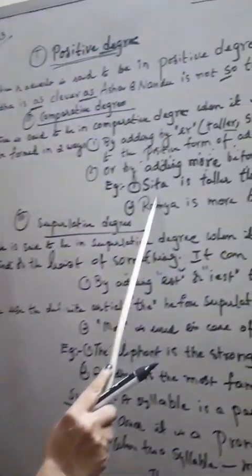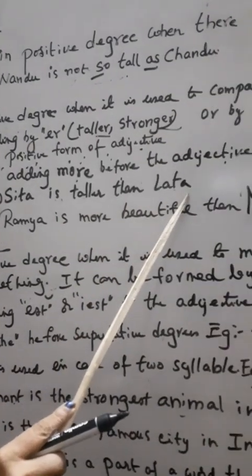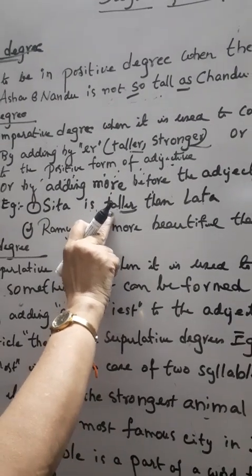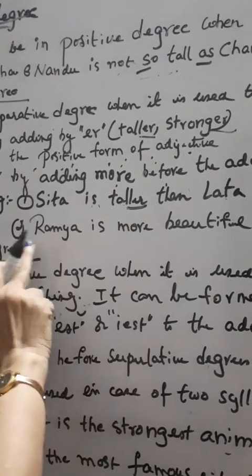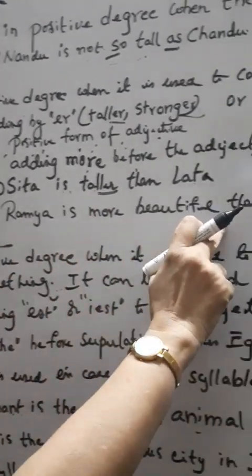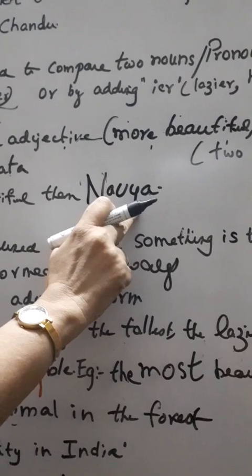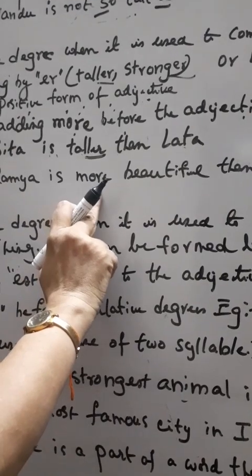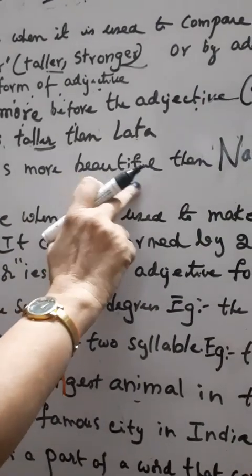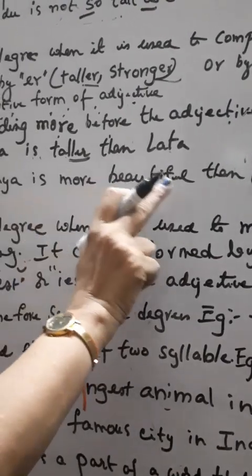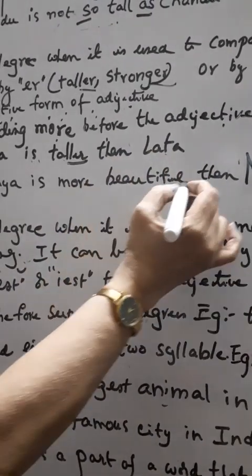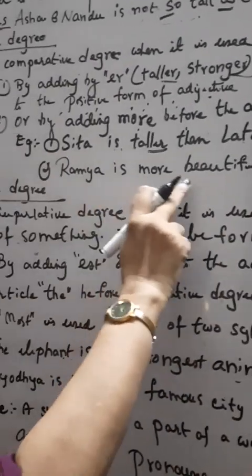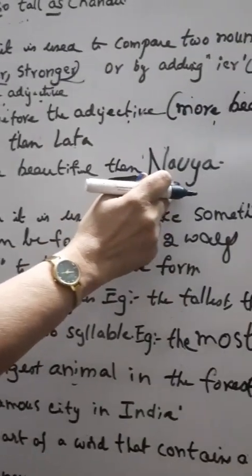Now see, Sita is taller than Lata. Taller, tall. This is one syllable. Ramya is more beautiful than Navya. More beautiful. Why should we use more here? Because beautiful is two syllable. But we should not forget to put than. Ramya is more beautiful than Navya.